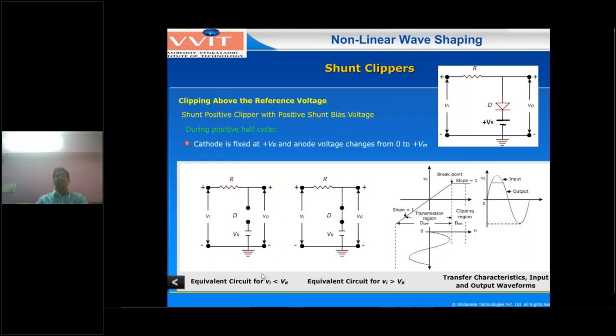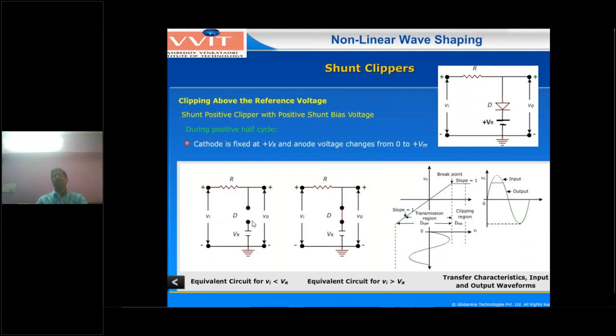First condition, Vi less than VR: the input voltage is less than the reference voltage. This is the reference voltage VR line, below the input waveform. Let us take VR equal to 3 volts. The input waveform here is less than 3 volts. Less than 3 volts means the diode's positive side, the anode side, will be less than 3 volts, and the negative side, the cathode side, will be more positive, at 3 volts. So the diode will be reverse biased.